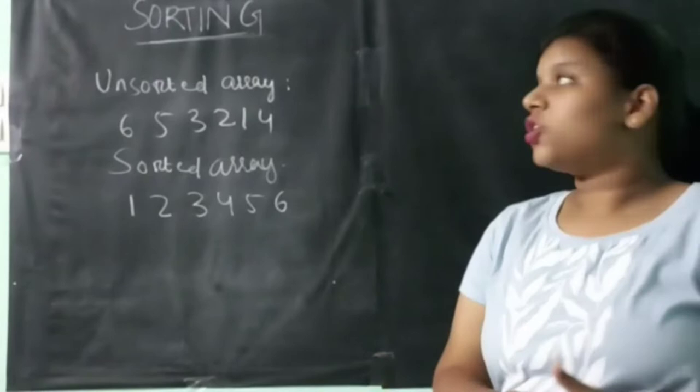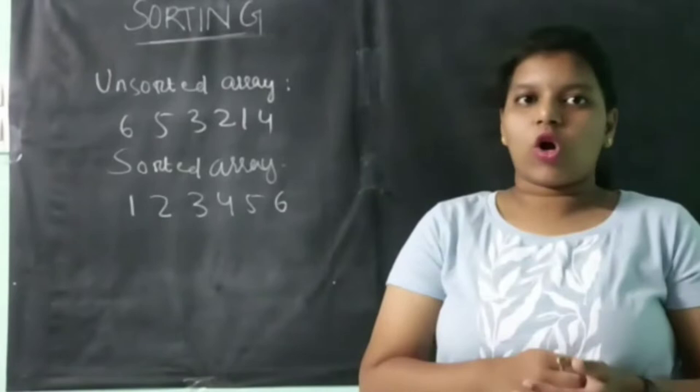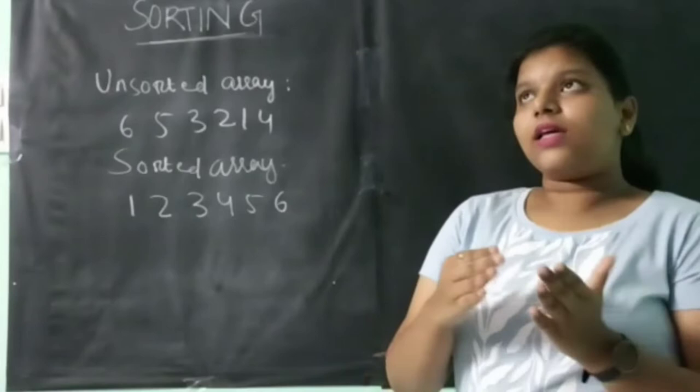Organizing the elements in a particular order is known as sorting. It can be either ascending order or descending order. Let me give you an example for sorting.